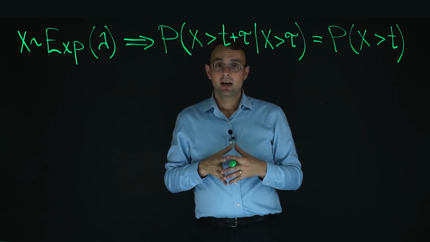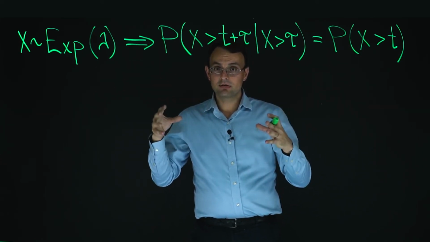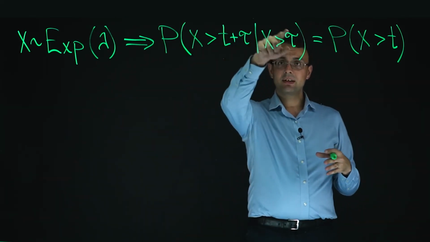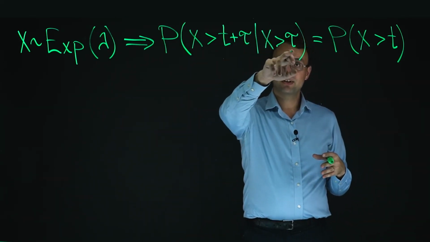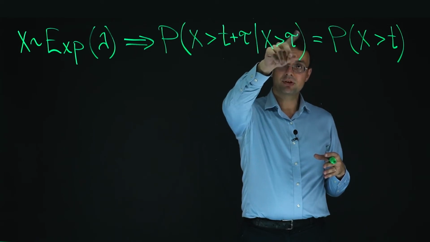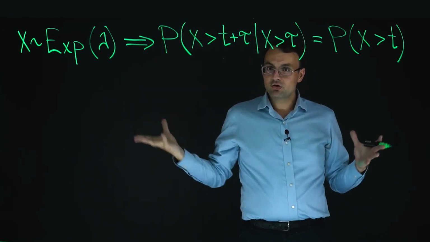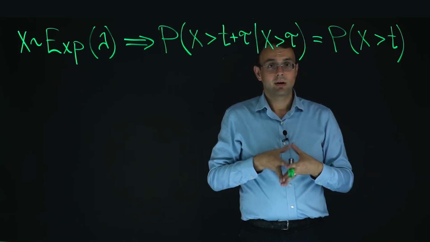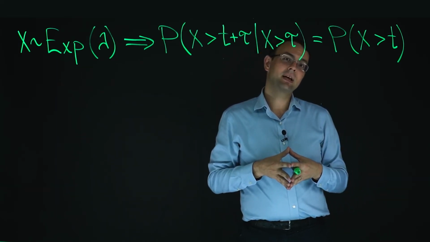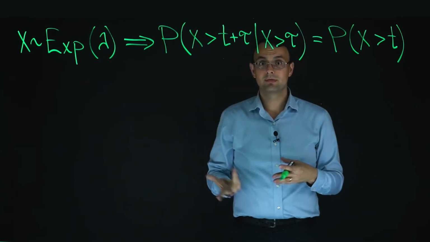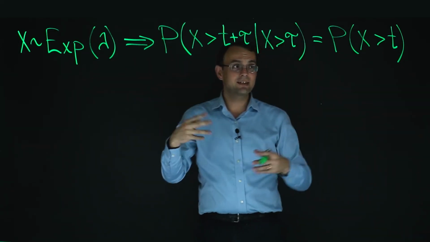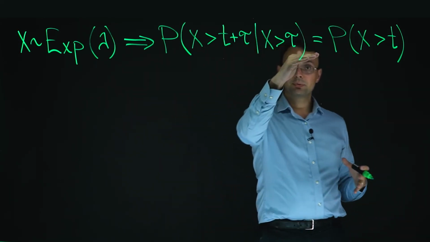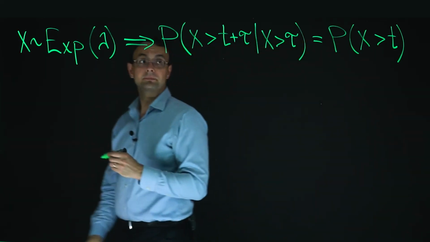I have explained to you that the future does not depend on the past. So the information that we have already waited for tau minutes doesn't change anything. It doesn't matter whether we have already waited for tau minutes or not, the probability to wait for t minutes more is the same. So let's prove this equality.